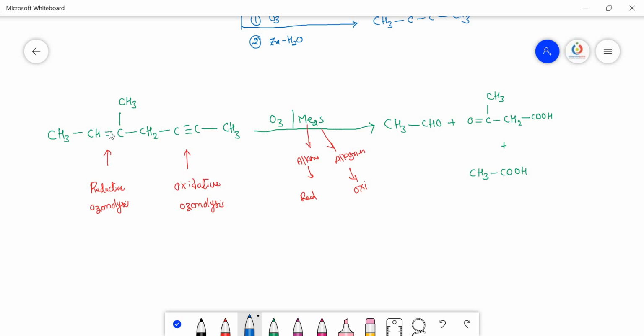So these will be broken into the aldehyde and keto part. Both are carbonyl groups. And in the case of the triple bond, it acts as the oxidative ozonolysis part. So it breaks this bond and converts these triple bonded carbon atoms to the carboxylic acid. So that is the reason why here in this particular part we get CH3CHO, and this particular part will be converted to the CO part, and here this shall be converted to the COOH part, and this also shall be converted to the COOH part.